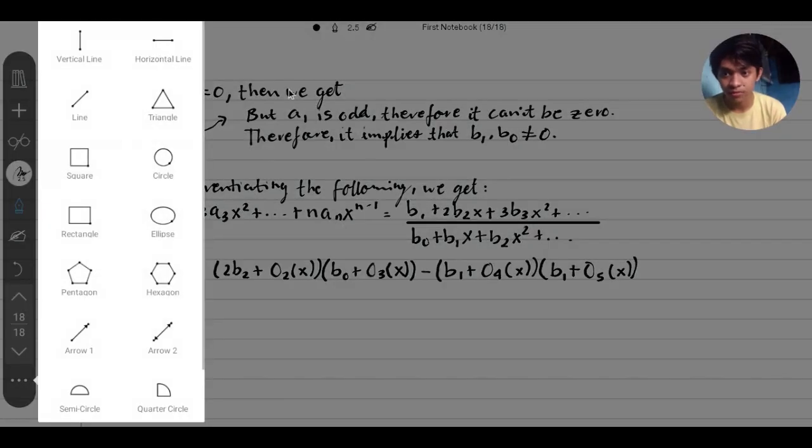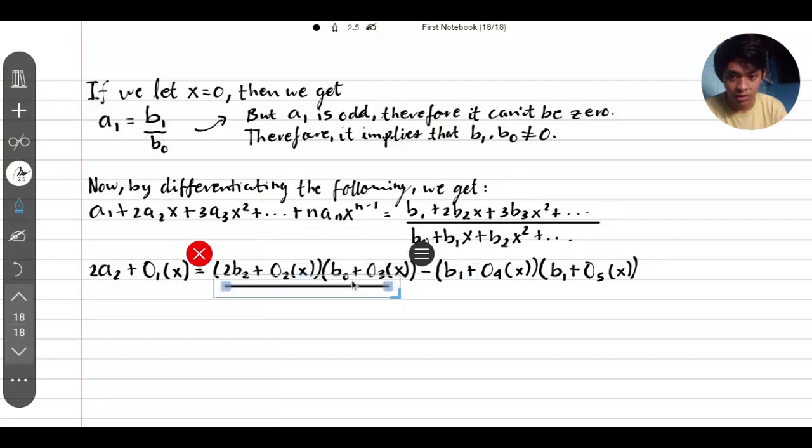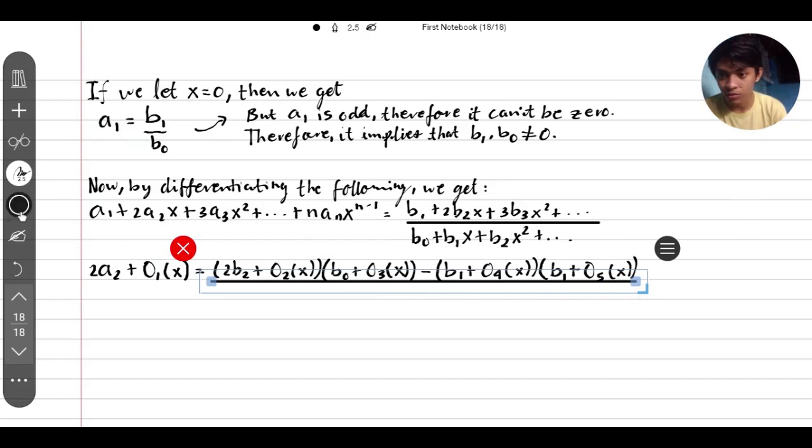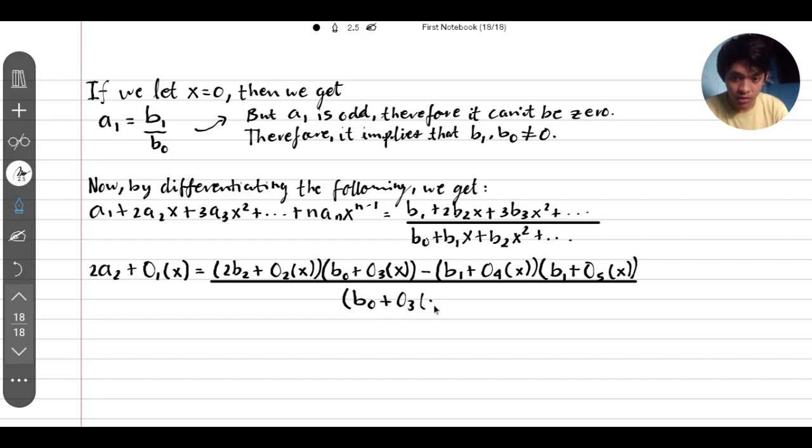So right now we can now just divide this by the square of the denominator, which is b sub 0 plus, we already used that, so we can just call it o sub 3, because in here this is the original denominator. So we use o sub 3 in order to denote the terms with x. b sub 0 plus o sub 3 of x, squared. So that is the derivative of the right hand side.